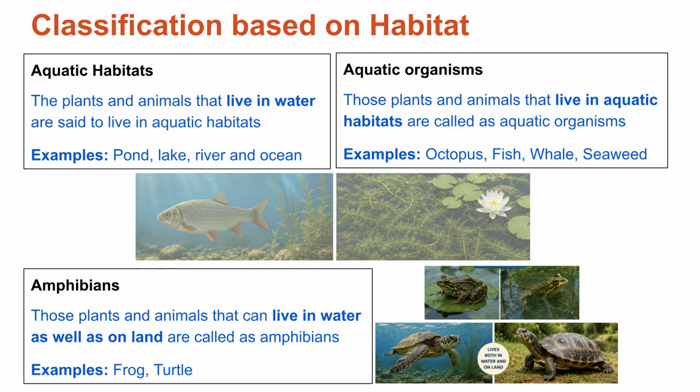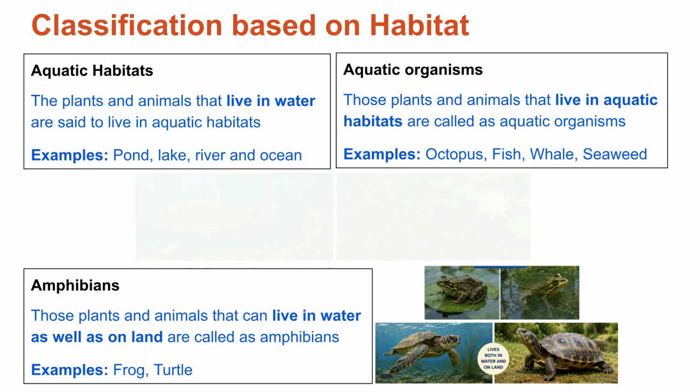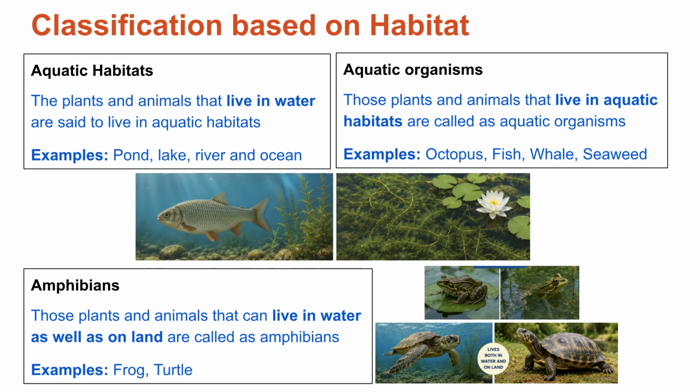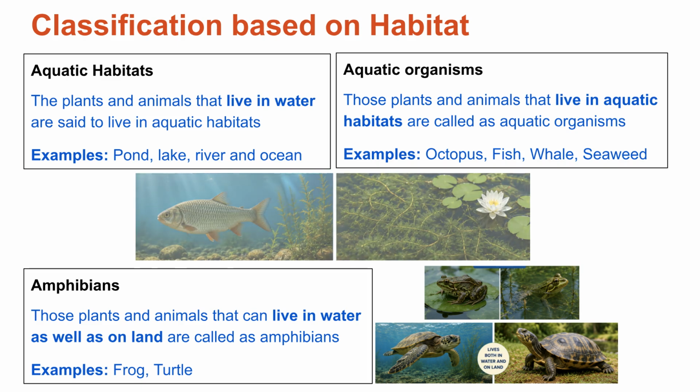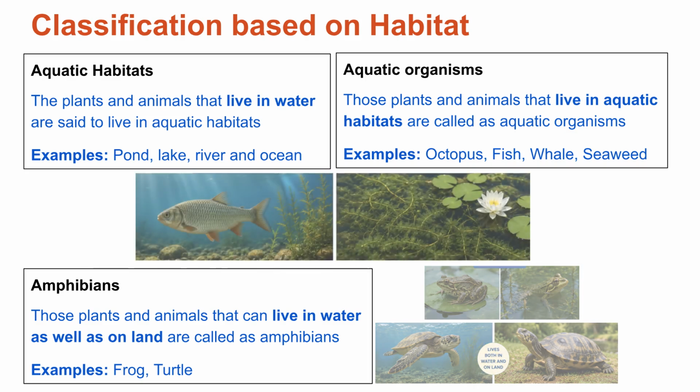So these are the different body features shown by these animals that make them live on the land as well as water. So we have seen that depending on habitat, we can classify the different plants and organisms as terrestrial organisms, aquatic organisms, and amphibians.